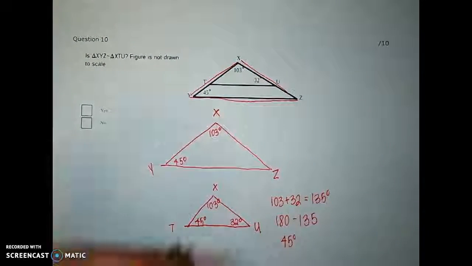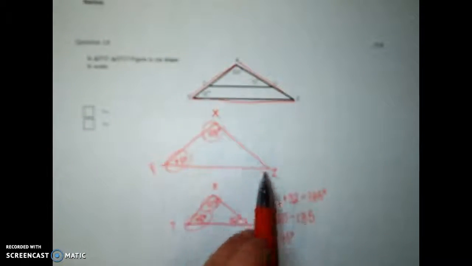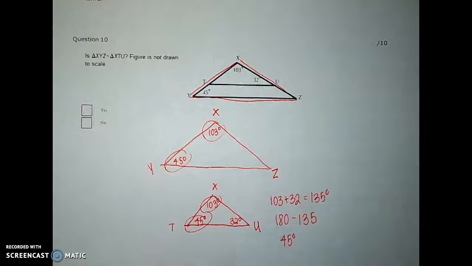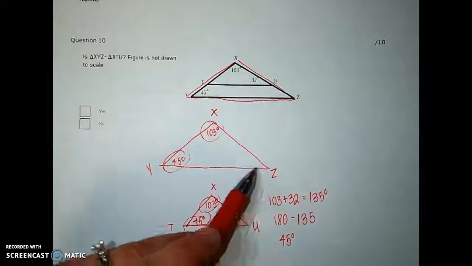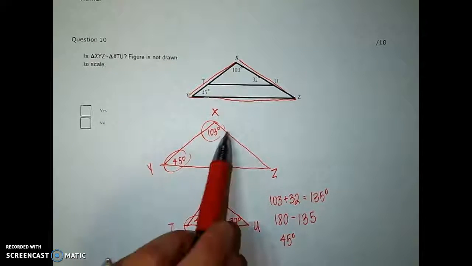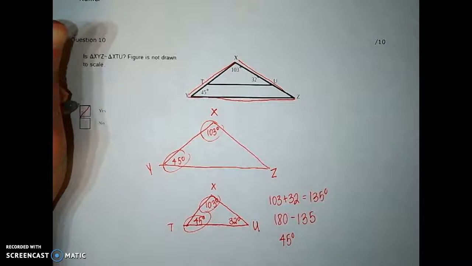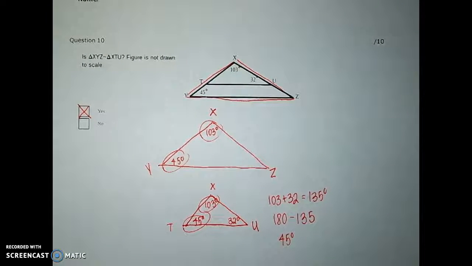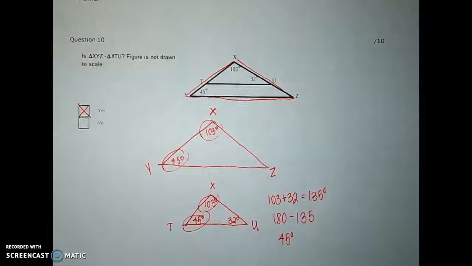And now what I can see is that I have 2 sets of congruent angles. Now if I wanted to, I could find angle Z, but I'm going to see that angle Z ends up being 32 by finding the missing angle measure in the triangle on figure XYZ. So just by having 2 sets of congruent angles, I can say yes, XYZ is similar to XTU. Remember that this sign, the squiggly line, means similar to.